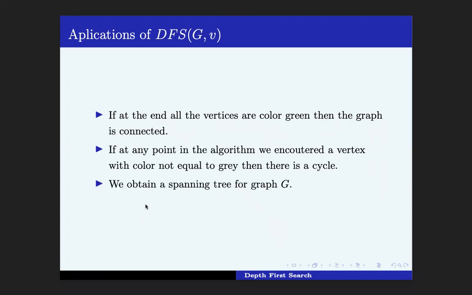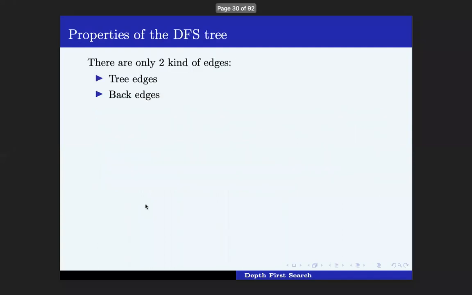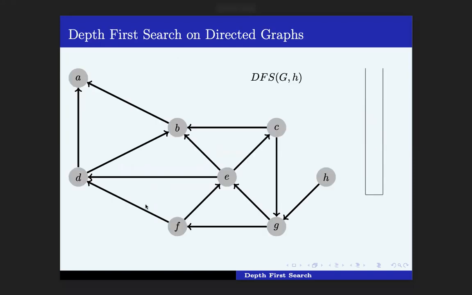I will just come to that. Also, the red edges that we have form a spanning tree. By now you should realize that we have a spanning tree of the graph. This is called a DFS tree. Now this DFS tree has some nice properties, but before I go into that, let me go into the directed case.